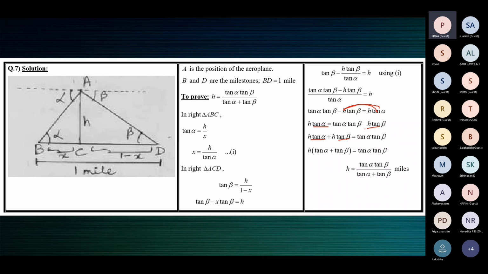There are 3 terms in all. The 2 terms that have h, we have taken them in the LHS, equal to tan alpha tan beta. Take out h common. So in the bracket, tan alpha plus tan beta is equal to tan alpha tan beta. So h is equal to tan alpha tan beta divided by tan alpha plus tan beta.